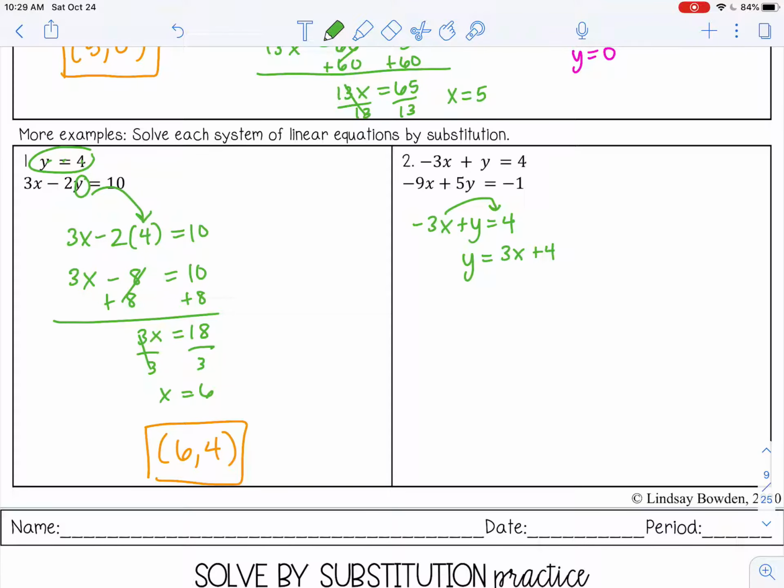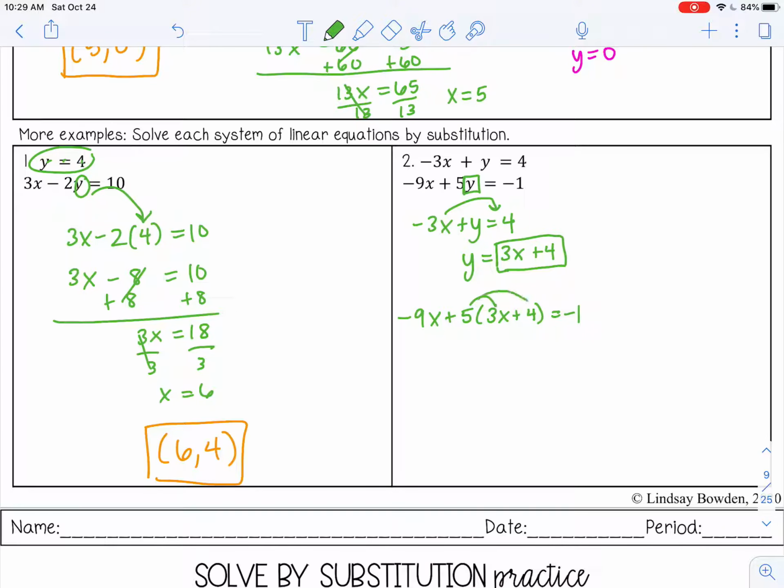Then I will use that and substitute in that expression for y into my second equation here. Okay, so negative 9x plus 5. I'm going to change that y to 3x plus 4 because y equals 3x plus 4. I can substitute it out. Equals negative 1. All right, so let's solve here.